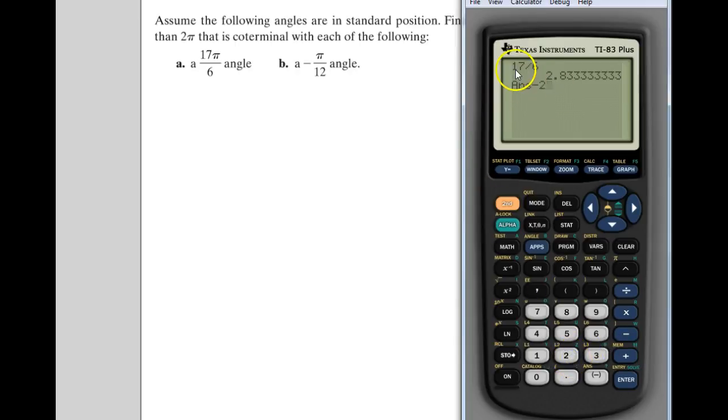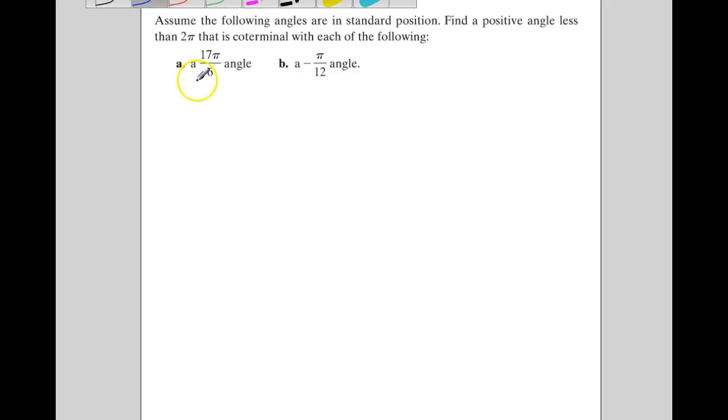So 17 pi over 6 minus 2 pi. Now, between 0 and 2 pi, change that back into a fraction. So that's 5 pi over 6. 0.83333 is 5 over 6. So 5 pi over 6 is coterminal with 17 pi over 6. Okay? And then negative pi over 12.